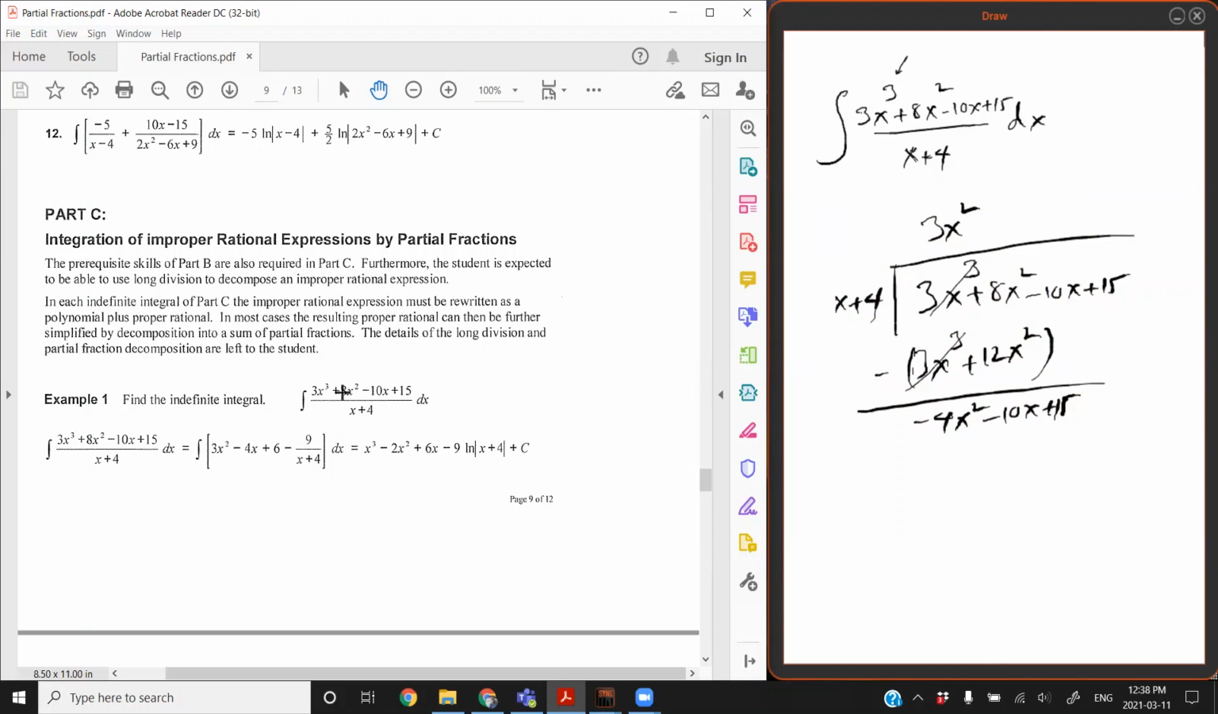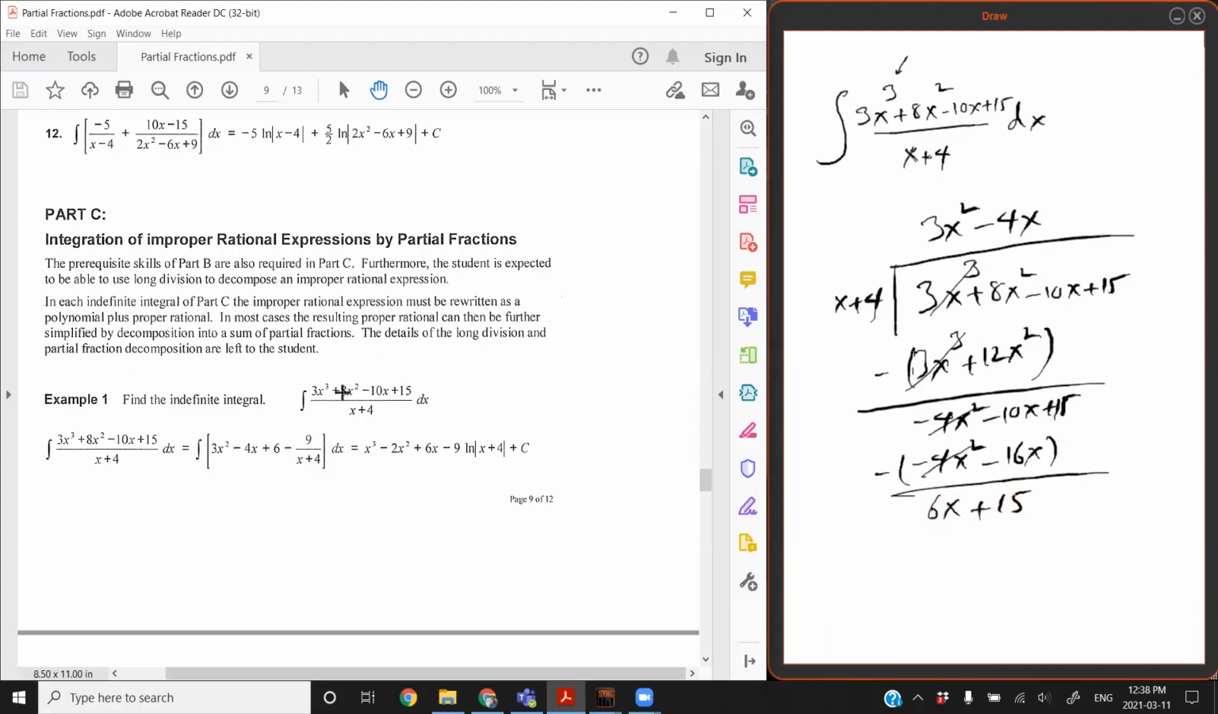Next, I need to repeat the same process. What do I multiply by x to get negative 4x squared? And the answer is minus 4x. Multiply this by the whole divisor, minus 4x squared minus 16x. Put that inside brackets, subtract. These two will cancel. I'm going to get minus 10x plus 16x. That's positive 6x plus 15.